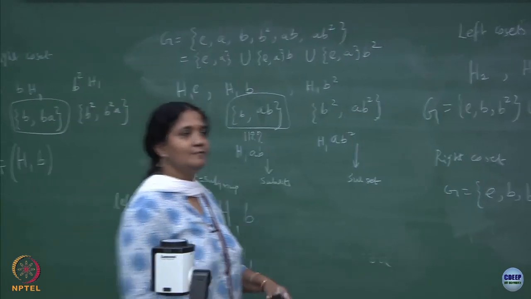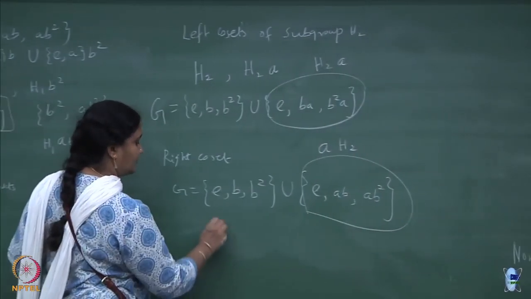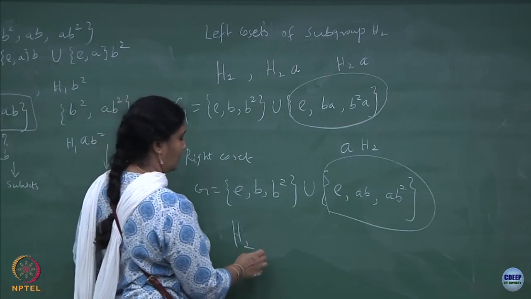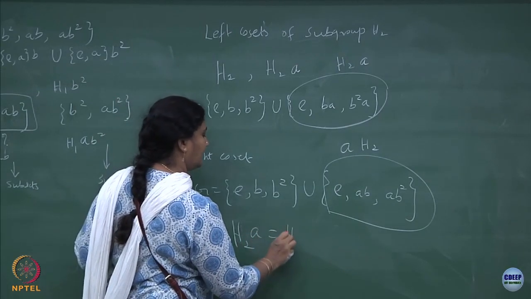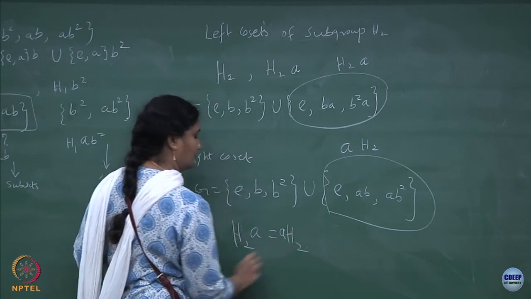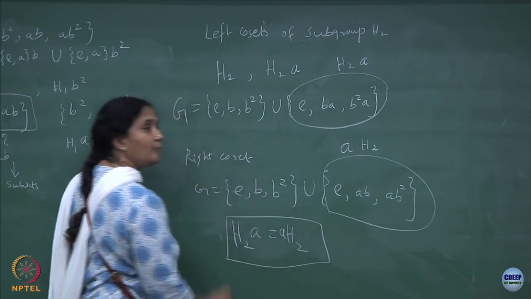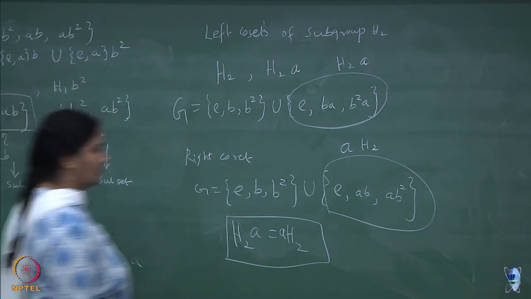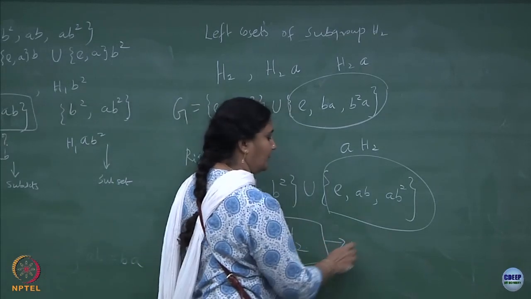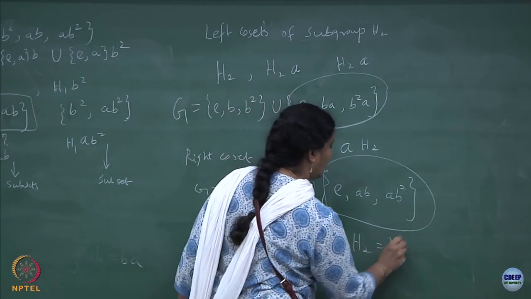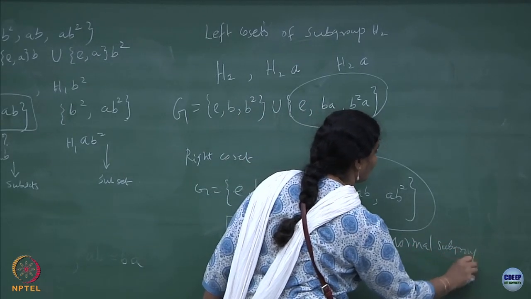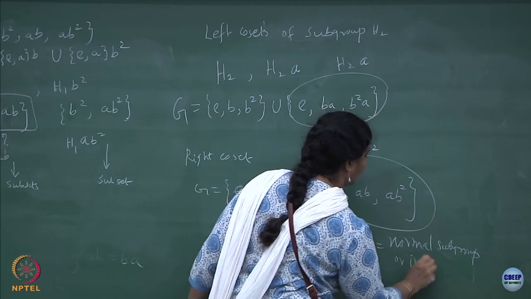for which H2 with any element is same as A times H2. The left coset is equal to right coset for some subgroups. If this happens, we call H2 to be a normal subgroup or invariant subgroup.